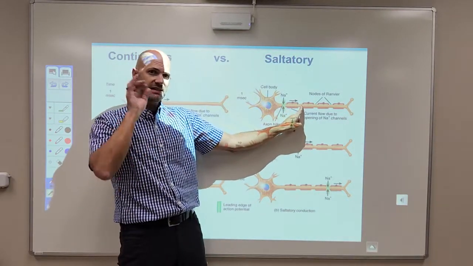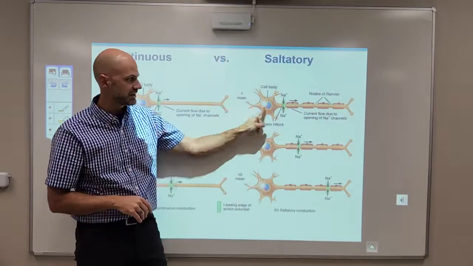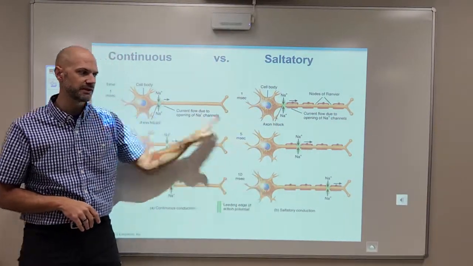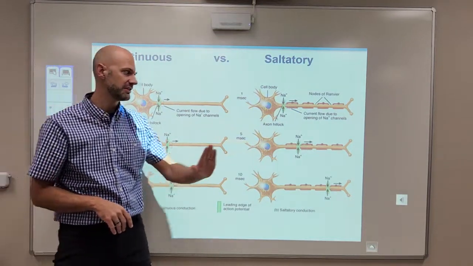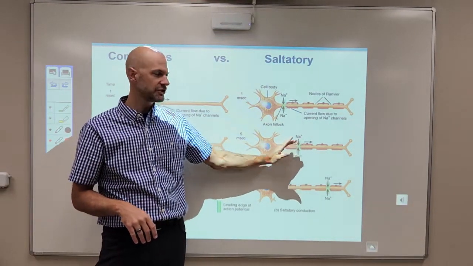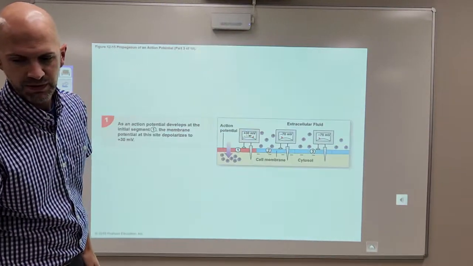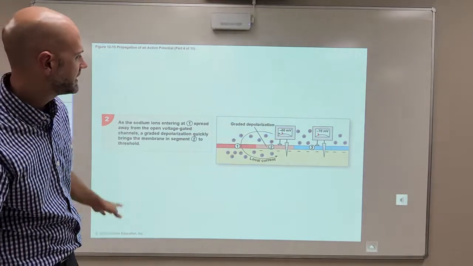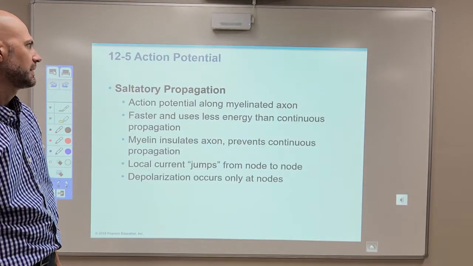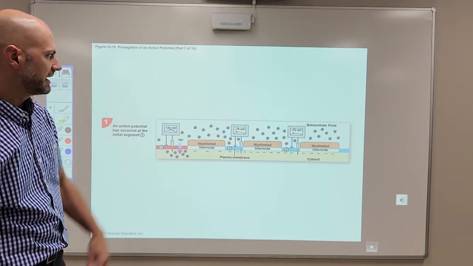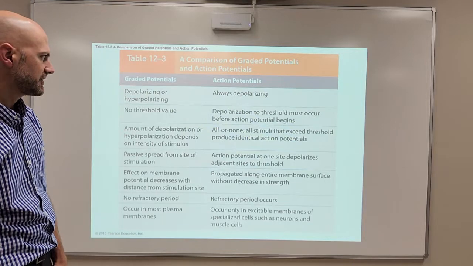The upshot of this is that it's faster. Jump, jump, jump, and we get this faster conductance in myelinated axons compared to unmyelinated axons. This is called continuous. This is called saltatory. Saltatory, for assault, to jump. All right. So here's that in the continuous fashion, moving down the axon. And then the saltatory, if we have myelinated there, jump, jump, jump. So it's faster.